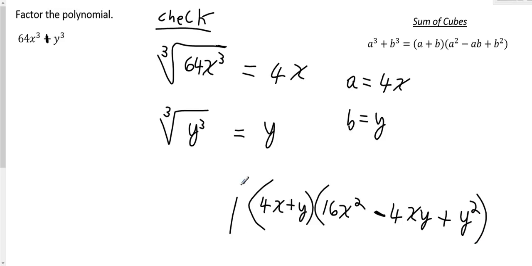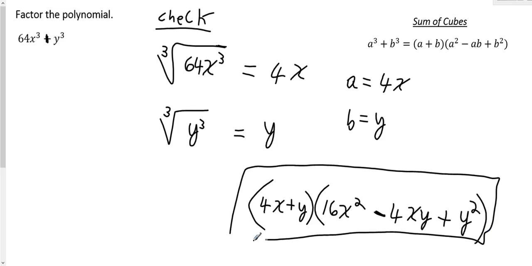And there you have it. This is the factorization of that binomial. So that is how you deal with the sum of cubes and difference of cubes formulas.